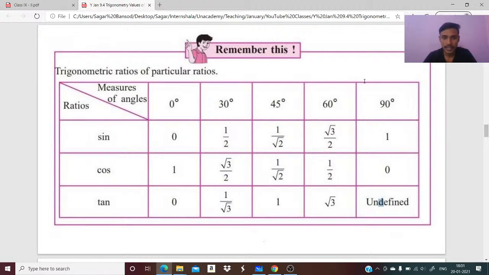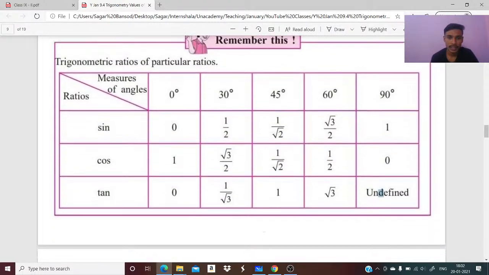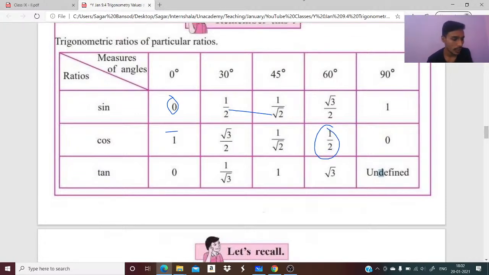So in this session, what we will learn is how we got these values of these trigonometric ratios. That is, how do I get that my sine of 0 degree is 0, or how do I get that my cos of 60 degree is 1 by 2, or half itself. So we will learn how I get all these values.